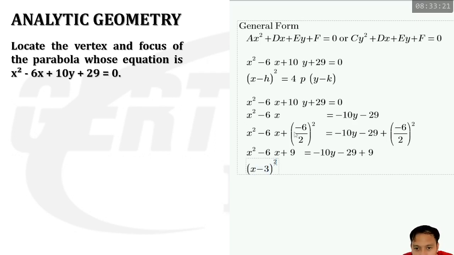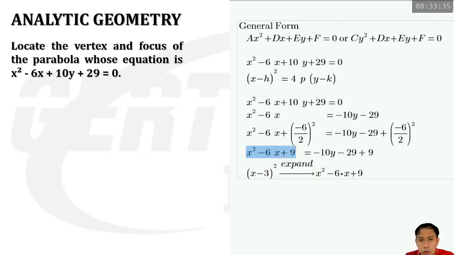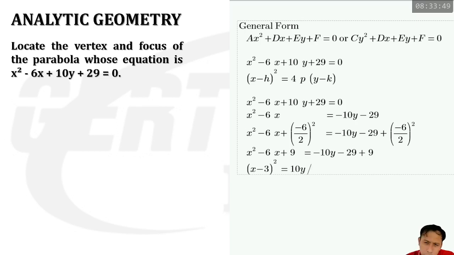What is negative x over 2? What is negative 6 over 2? That is the value here. That is negative 3. So, x minus 3. If we expand that, of course, we know that the expansion of x minus 3 squared is x squared minus 6x plus 9. Right? So, x minus 3 squared is equal to negative 10y, what? Minus 20, because negative 29 plus 9 leaves negative 20.